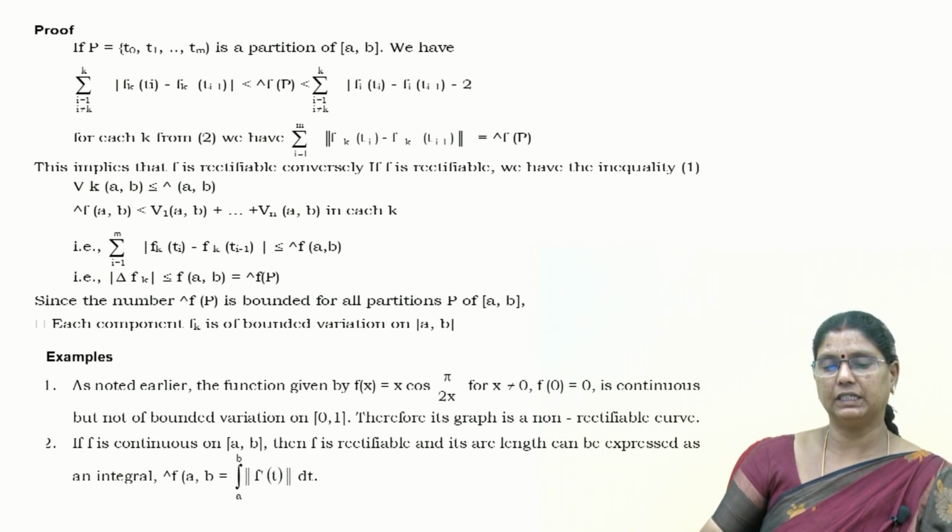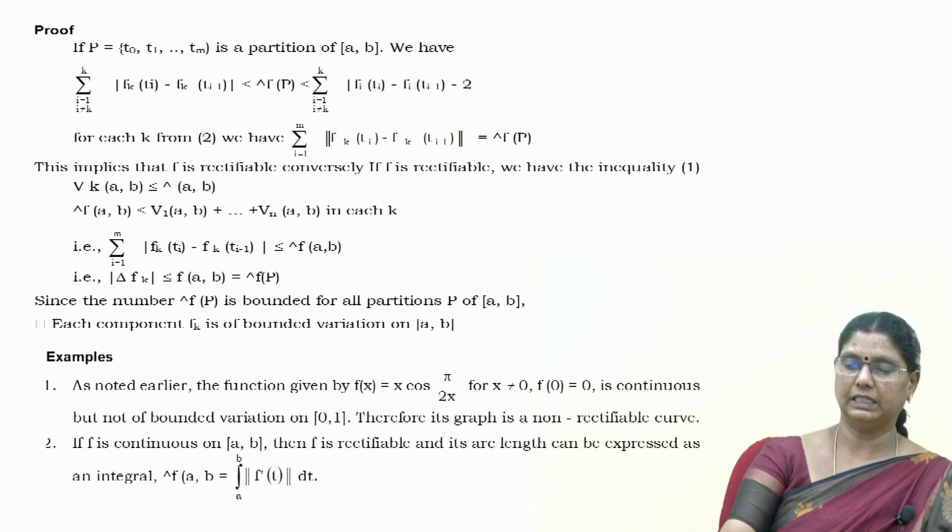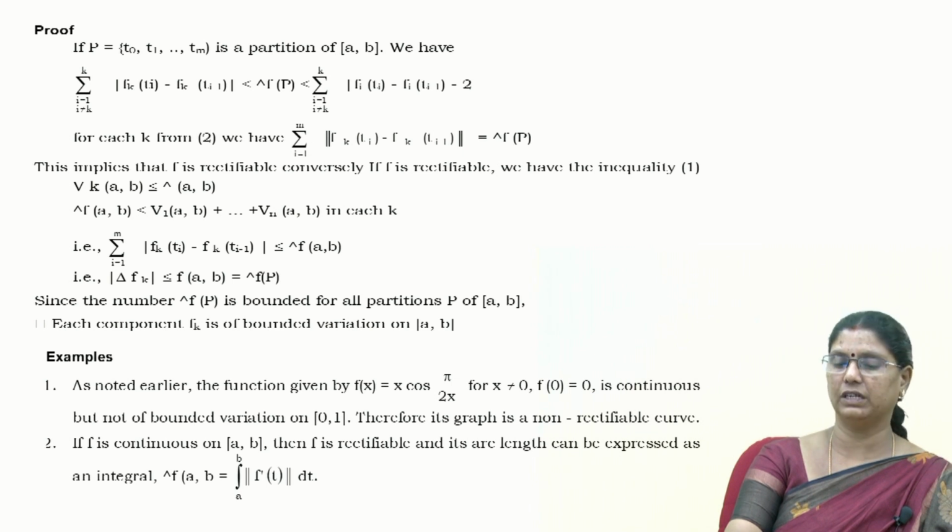So, this implies that f is rectifiable, and conversely if f is rectifiable, then we have the inequality 1. So, hence the number Λf(P) is bounded for all the partitions of [a, b]. Thus, each component fk is of bounded variation on the closed interval [a, b]. Here is an example for the rectifiable arc length, which can be expressed as an integral, and similarly the given function f(x), which is continuous but not of bounded variation. So, the graph is a non-rectifiable curve.